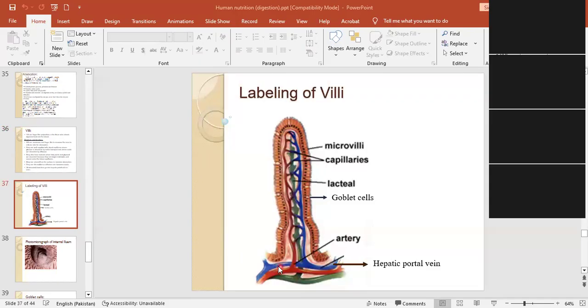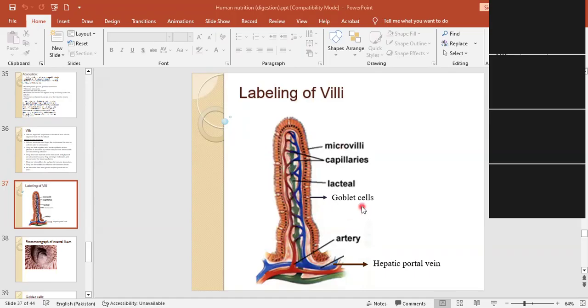Other than that, if you see, this is the structure of a villi or a villus. It's a finger-like projection. And if you see the outer layer, these outer layers are microvilli. These are the small versions of the finger-like projections on the surface of the villi. They are known as microvilli. What the microvilli are doing is increasing the rate of absorption. It is making the absorption rate faster. And in between the microvilli, you may see there are some goblet cells.